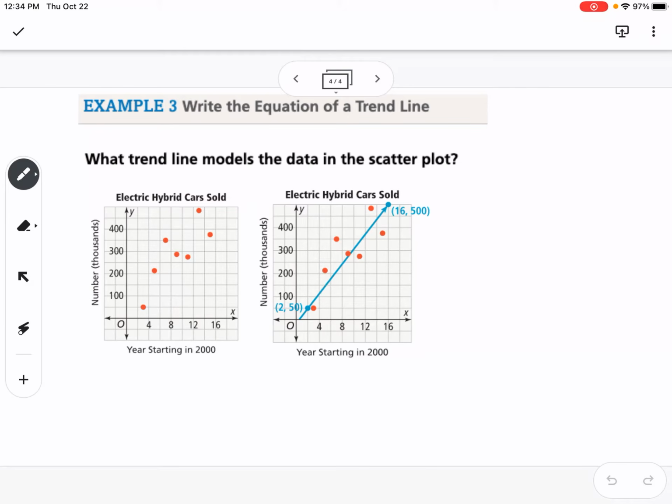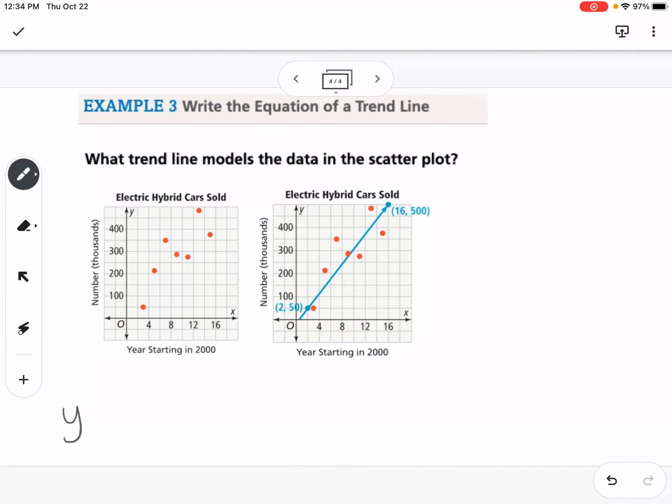So when you're drawing a trend line, you're not connecting the dots like making a zigzag pattern. You're making a straight line that tries to balance the dots. So you'll notice there's 1, 2, 3 dots above the trend line, and there's 1, 2, 3 dots below the trend line, and there's one that's kind of on it. So when you're drawing in your line, you're trying to balance so that an equal number of dots are above and below. Okay, so now we are going to write the equation.